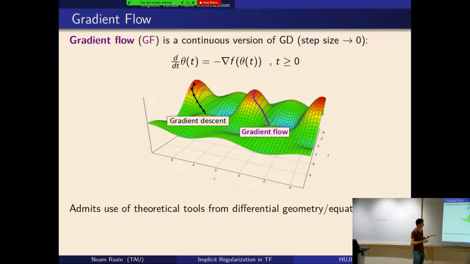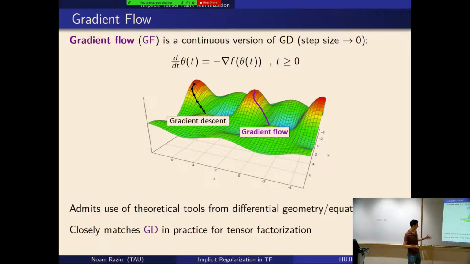This is commonly done, and the main reason to do so is that it often simplifies the analysis quite a bit and allows us to use tools from differential equations. At the same time, the predictions made using gradient flow often closely match what we get from gradient descent in practice, at least for tensor factorization. And this is also what we're going to see in this talk. We're going to see a theory based on gradient flow, and then through experiments using gradient descent, we're going to see that the predictions made by gradient flow faithfully match what we have in practice.